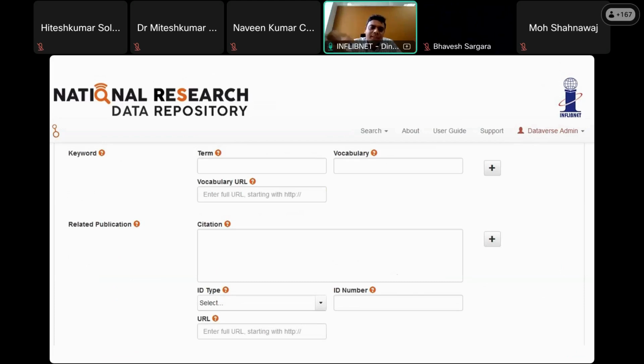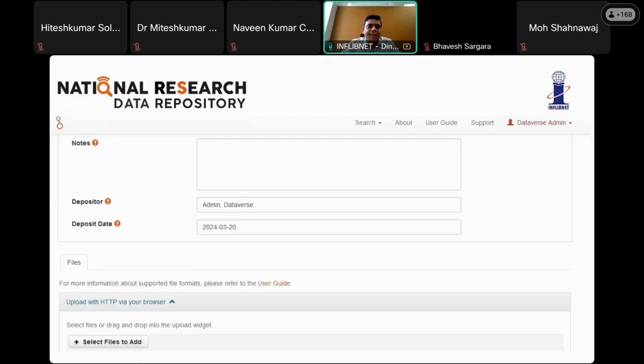You are going to upload the data set from a survey or some other lab instrument through which you have generated some data. Based on that, you have created those research papers. So those kinds of citations you can provide here: what is the actual publication for which you are uploading the research data, what is the deposit date, or whether there are any other notes. Once you fill in all those basic information, you'll get an option to add the files. So you can add the file into the repository.